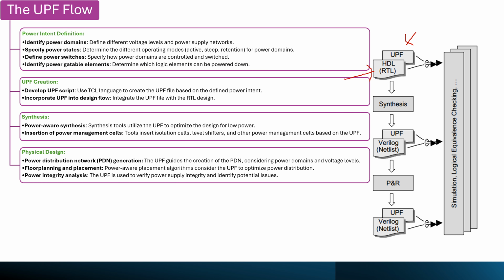What next? The physical design. Again, it is a power aware physical design. UPF guides the creation of the power distribution network considering power domains and voltage levels. Power aware placement algorithms consider UPF to optimize the power distribution, floor plan and placements. And for power integrity analysis, the UPF is used to verify power supply integrity and identify potential issues. So we know how UPF is used in physical design and why.